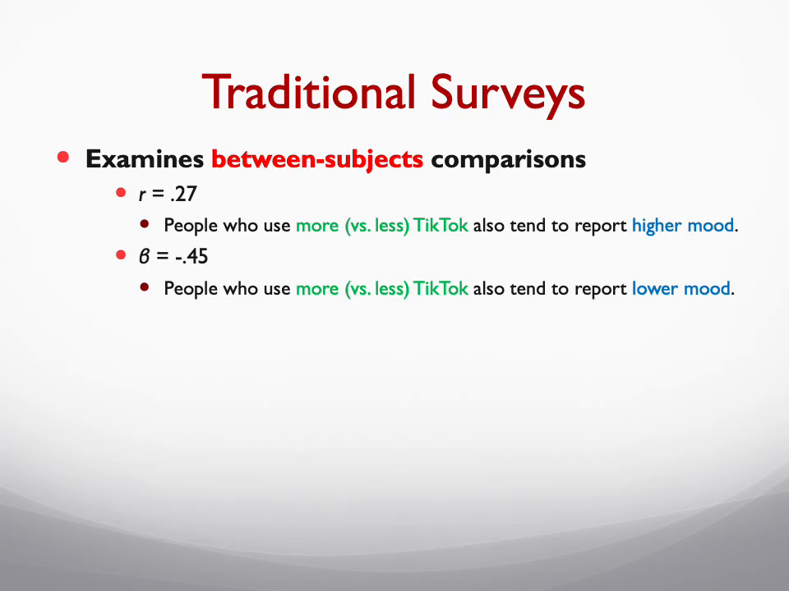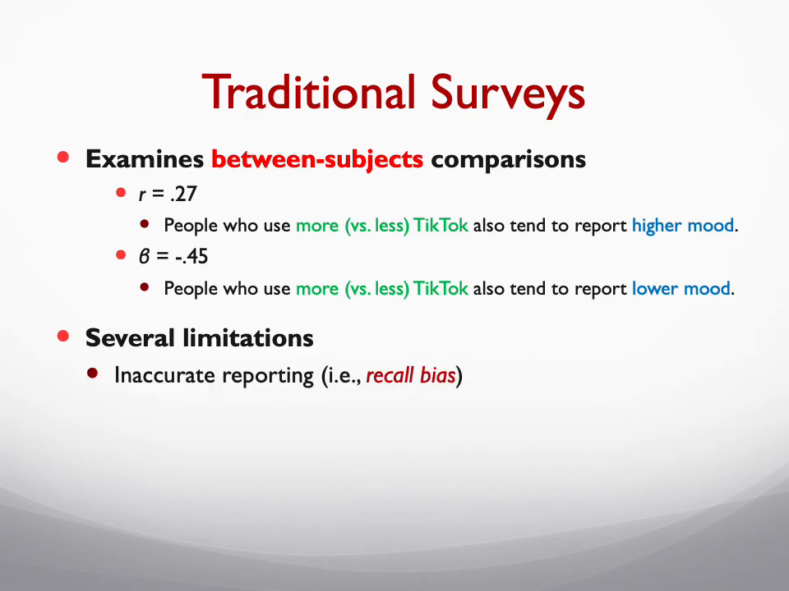Alternatively, if we had a beta coefficient or an r coefficient, whatever, equals negative 0.45, that would mean that these variables are moving in opposite directions. As TikTok use goes up, mood tends to go down. And that's what we mean when we have these between subjects comparisons. We're looking at those who tend to score high on one variable and comparing them to those who tend to score less on that variable.